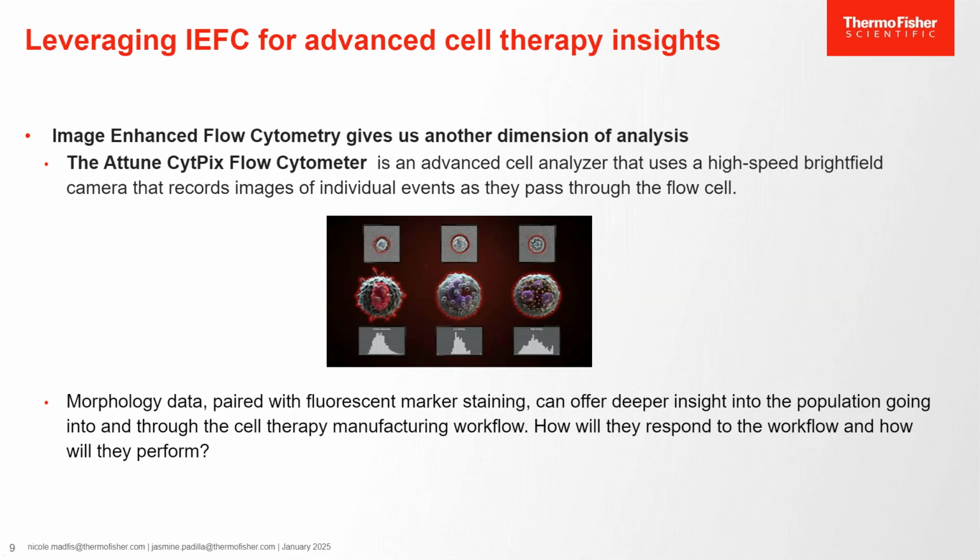The Invitrogen Attune CytPix flow cytometer exemplifies this innovation. This advanced cell analyzer utilizes a high-speed bright field camera to capture images of individual events as they pass through the flow cell. By pairing morphology data from the CytPix camera with fluorescent marker staining, we gain a more comprehensive understanding of the cells involved in cell therapy manufacturing workflows.